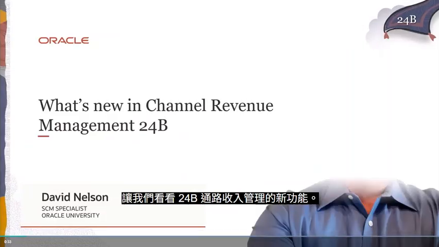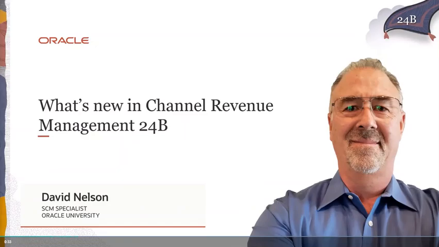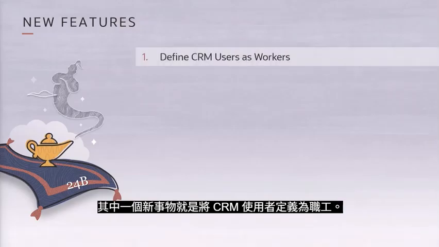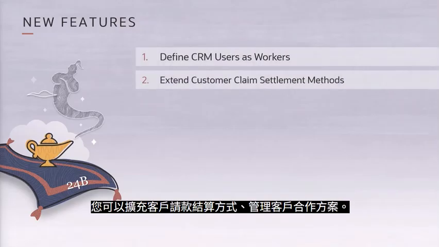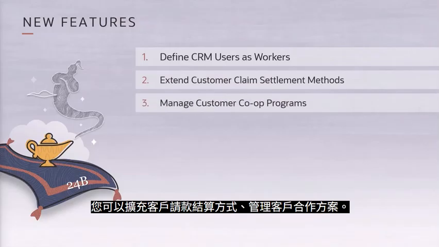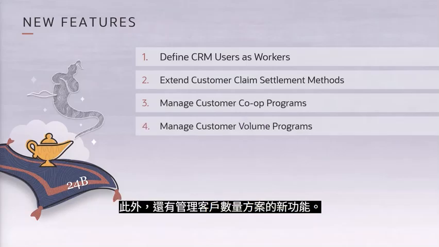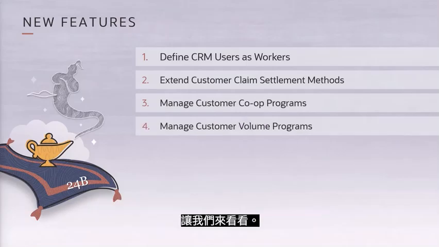Let's take a look at what's new in channel revenue management for 24B. One of the new things is define CRM users as workers. You can extend customer claim settlement methods, manage customer co-op programs, and additional functionality to manage customer volume programs. So let's go take a look.